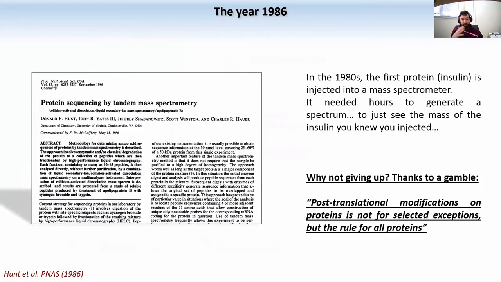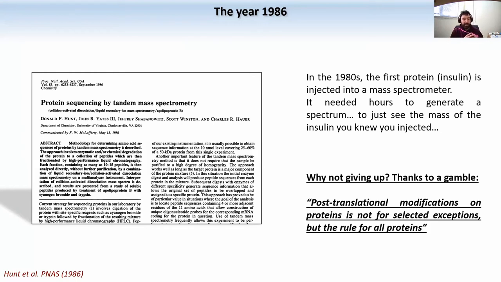So we fast forward to the 80s, and in the 80s is when people really started speculating that you can use mass spectrometry to identify proteins. Back then, mass spectrometry was of course not used for this reason, and it was used for other applications. And as you can imagine, mass spectrometers back then were not at all user friendly.